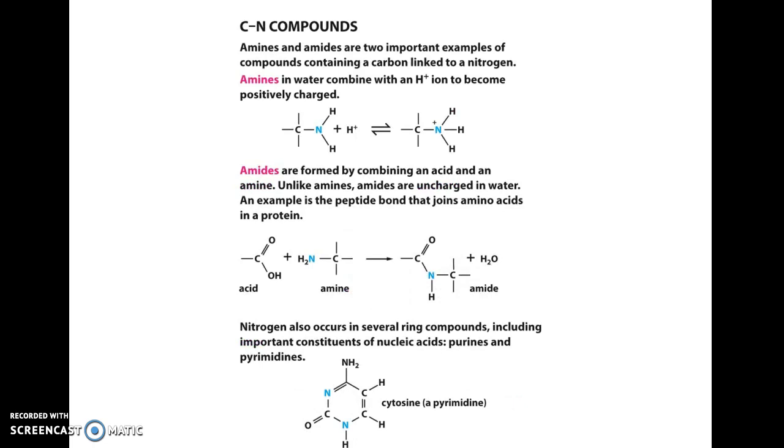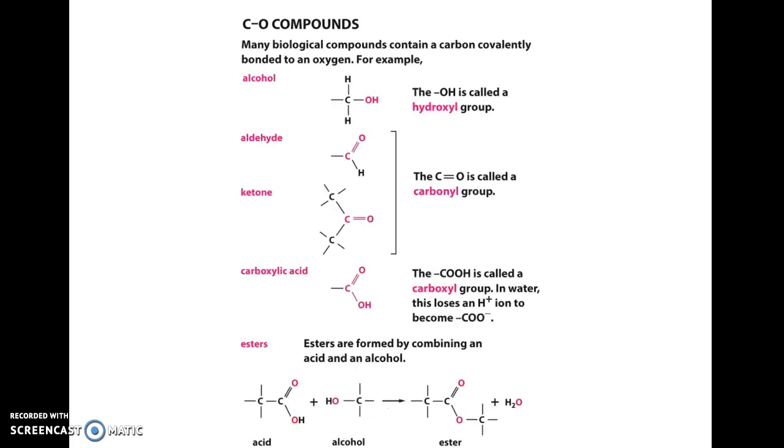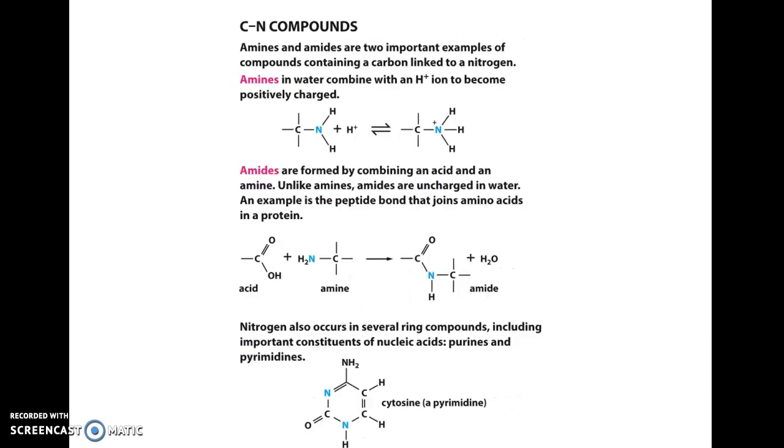The carboxylic acid is going to be ionizable, and so can give up that hydrogen and become negatively charged. And the amino group is going to act as a base. It can take on another hydrogen and become positively charged.